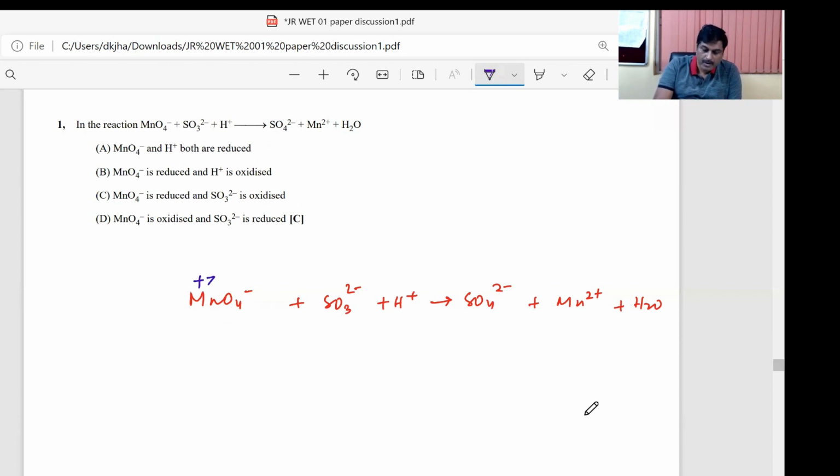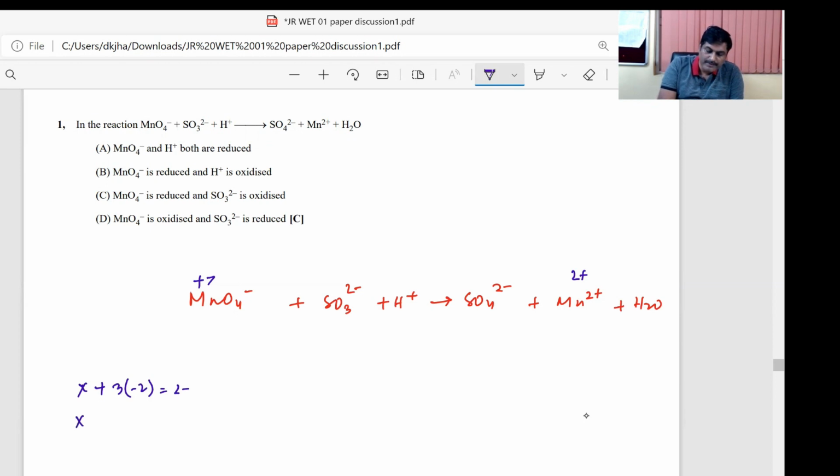Plus 7. Oxygen now: 4 into minus 2. X plus 4 into minus 2 is equal to minus 1, so 8 will go that side. So plus 7. Here what is this? Plus 2. Here what is this? SO3 2 minus. X plus 3 into minus 2 is equal to minus 2, so 6 will go there.